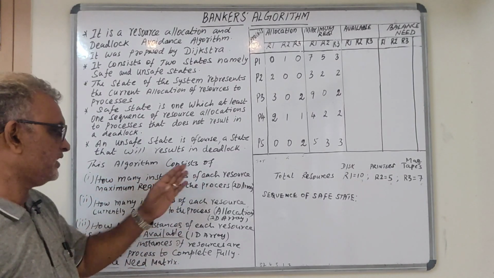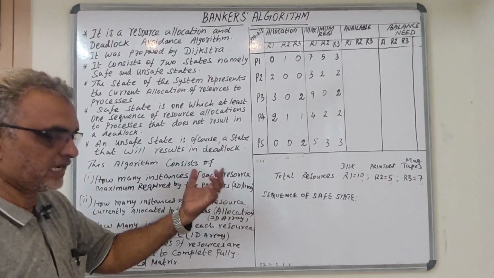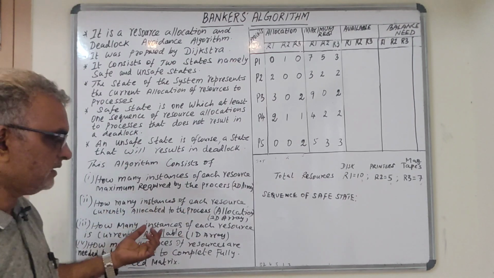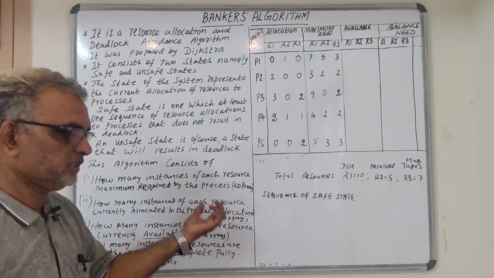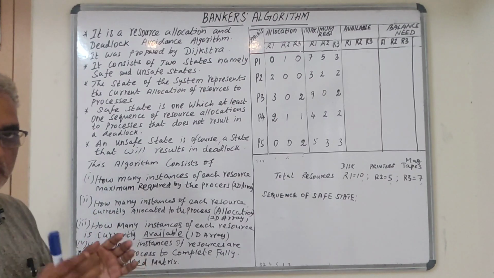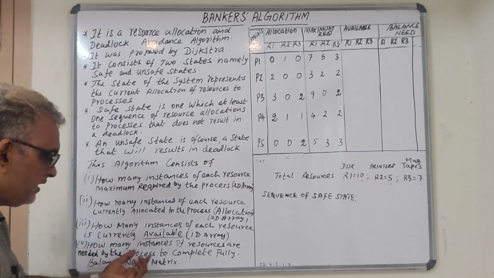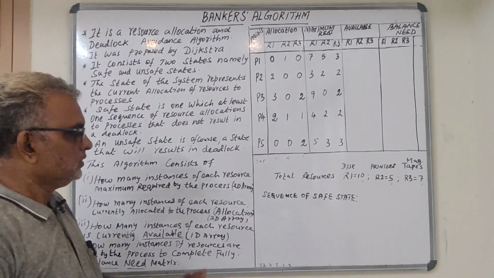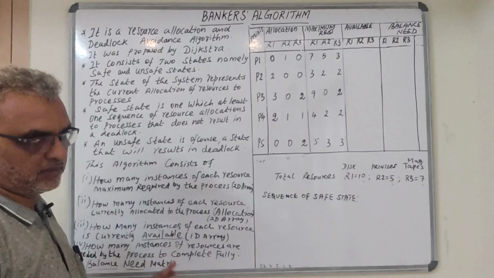The first is how many instances of each resource are maximum required by the process. It is a two-dimensional array. We are also maintaining how many instances of each resource are currently allocated to the process, namely allocation. It is also a 2D array. Then, how many instances of each resource are currently available. The fourth one is how many instances of resources are needed by the process to complete fully. This matrix is named the balance need matrix.